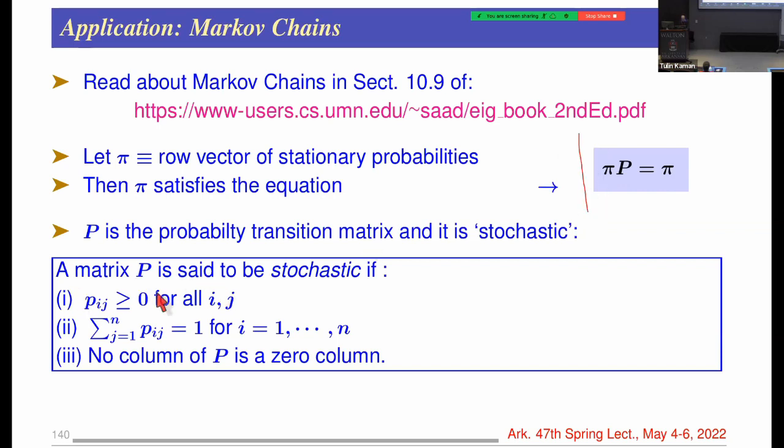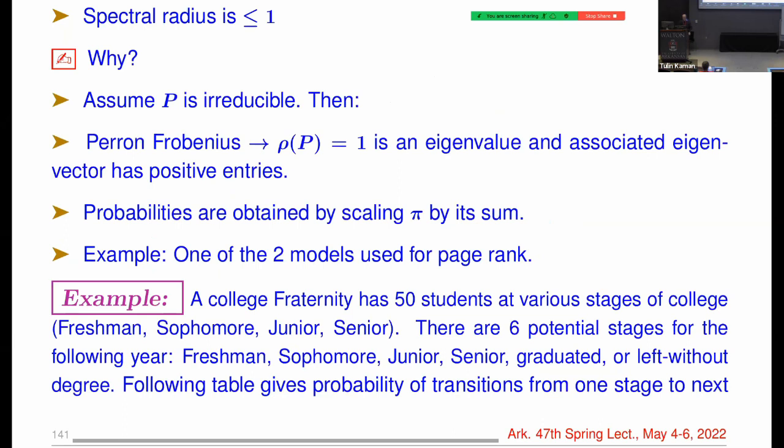And so the matrix P that you see here is said to be stochastic, which means it satisfies these three conditions. The Pij's are non-negative. They sum up to 1 for all the rows. And there's an additional assumption: there's no zero column. That's the stochastic matrix. Now this is about the spectral radius: for a stochastic matrix, the spectral radius is less than or equal to 1. These are all just some consequences.